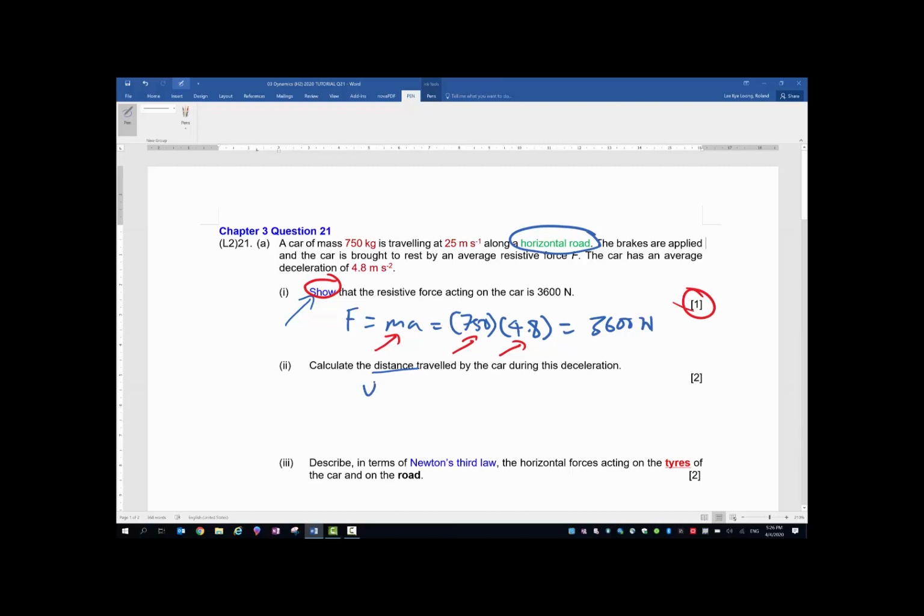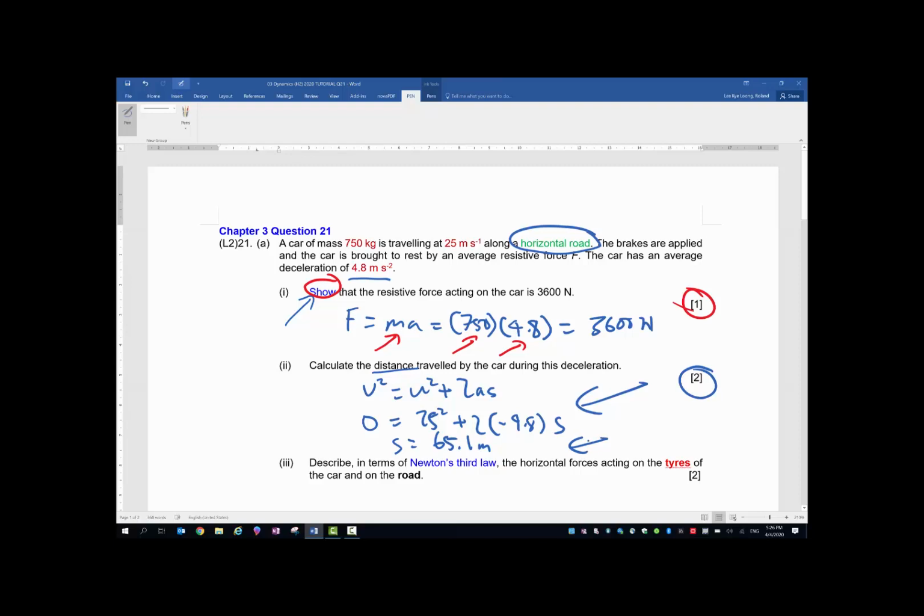that says v squared equals u squared plus 2as. So the final velocity is 0, the initial velocity is 25. So plus 2, the deceleration is 4.8, which means an acceleration of negative 4.8, multiplied by the displacement. So the displacement is 65.1 meters. Okay, so 2 marks for equation and substitution, and 1 mark for the correct answer.